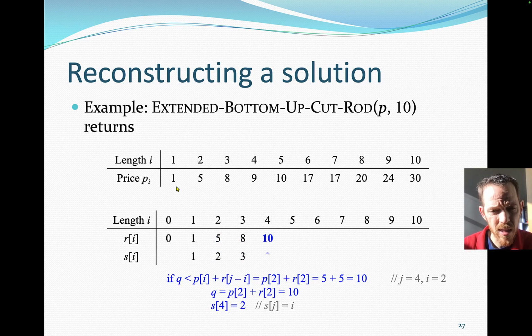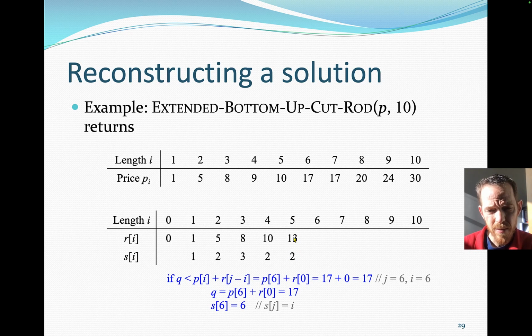Now we've talked at length about 4. Here we're going to get the revenue from cutting in 2, and then we're going to get the revenue from 2. And so the first cut we're going to make is of size 2. With 5, we're going to again make a cut of size 2, and then we're going to make a cut of size 3. So we're just going to jump back to here, and that's how we get it for 5.